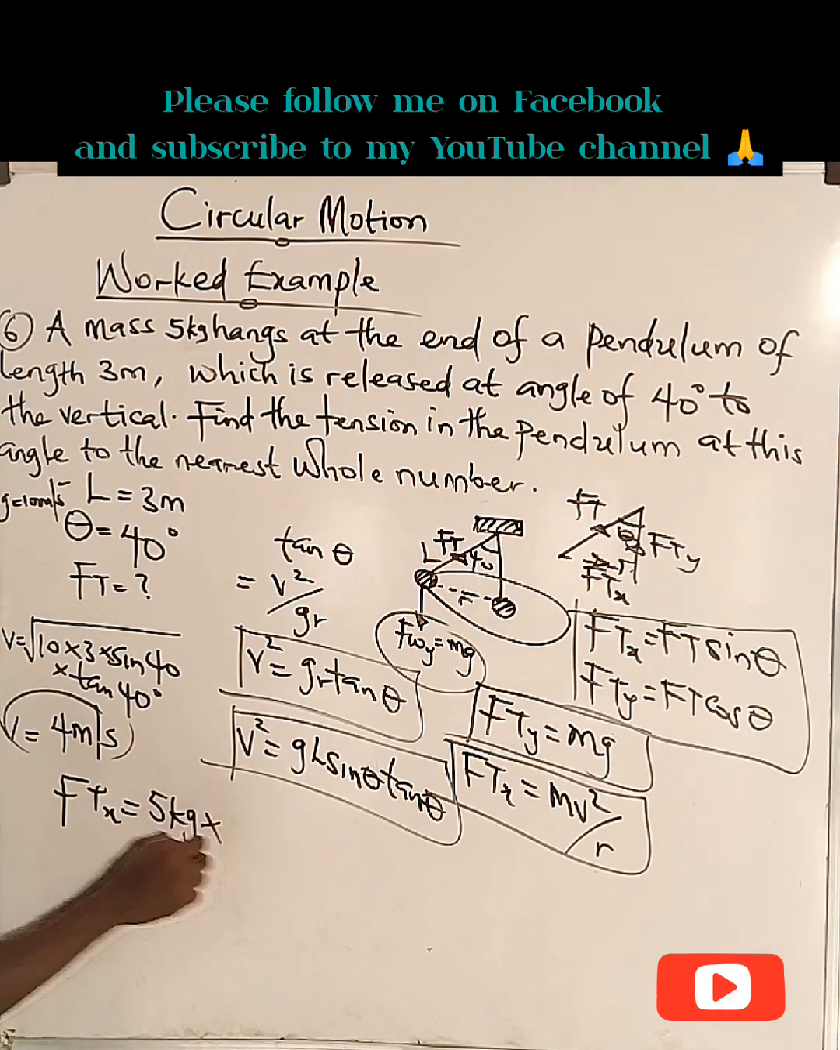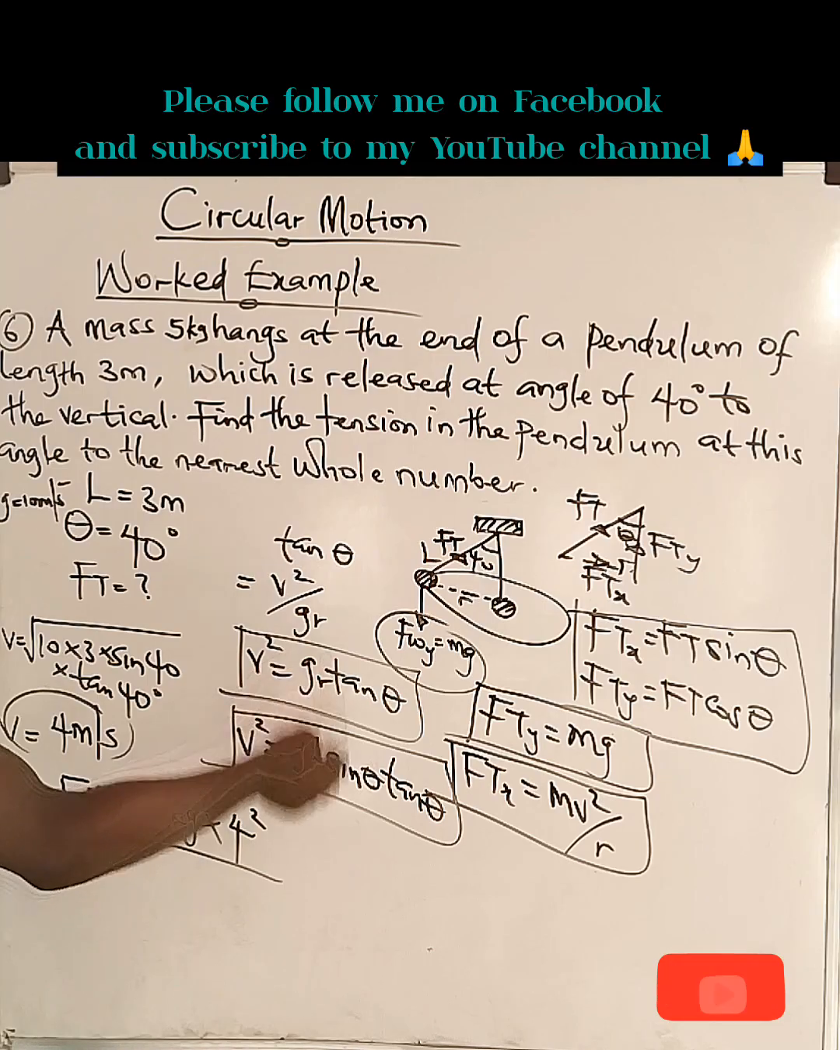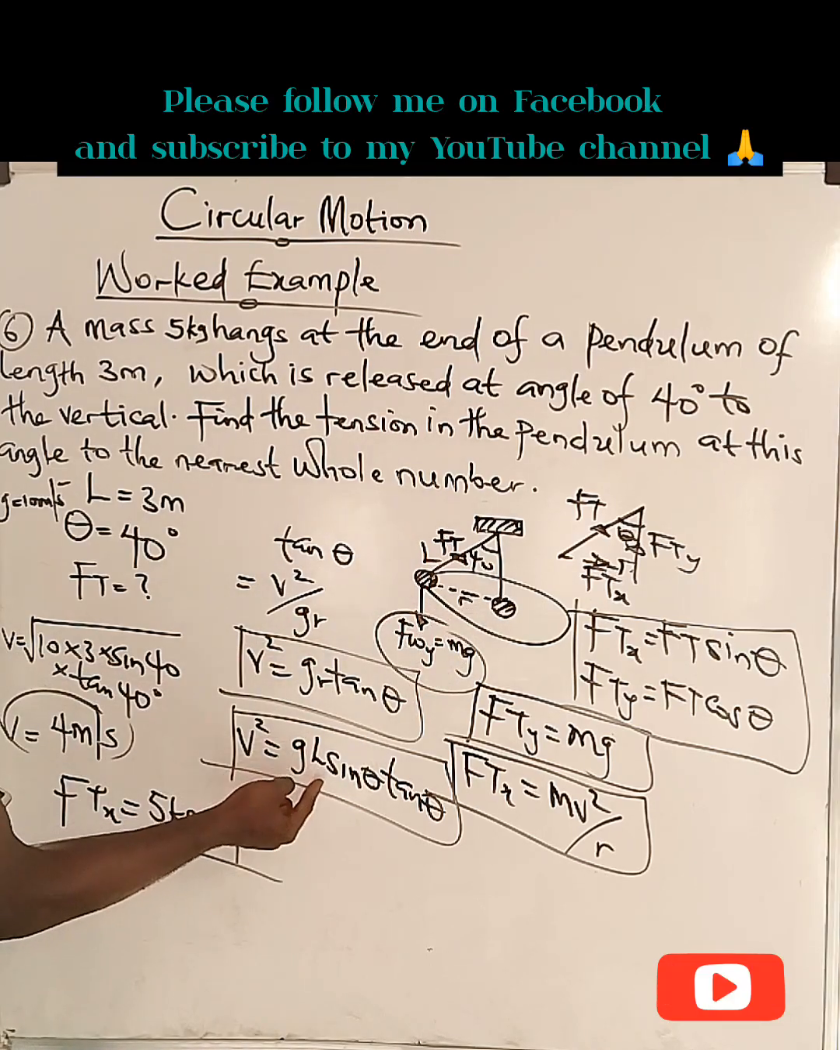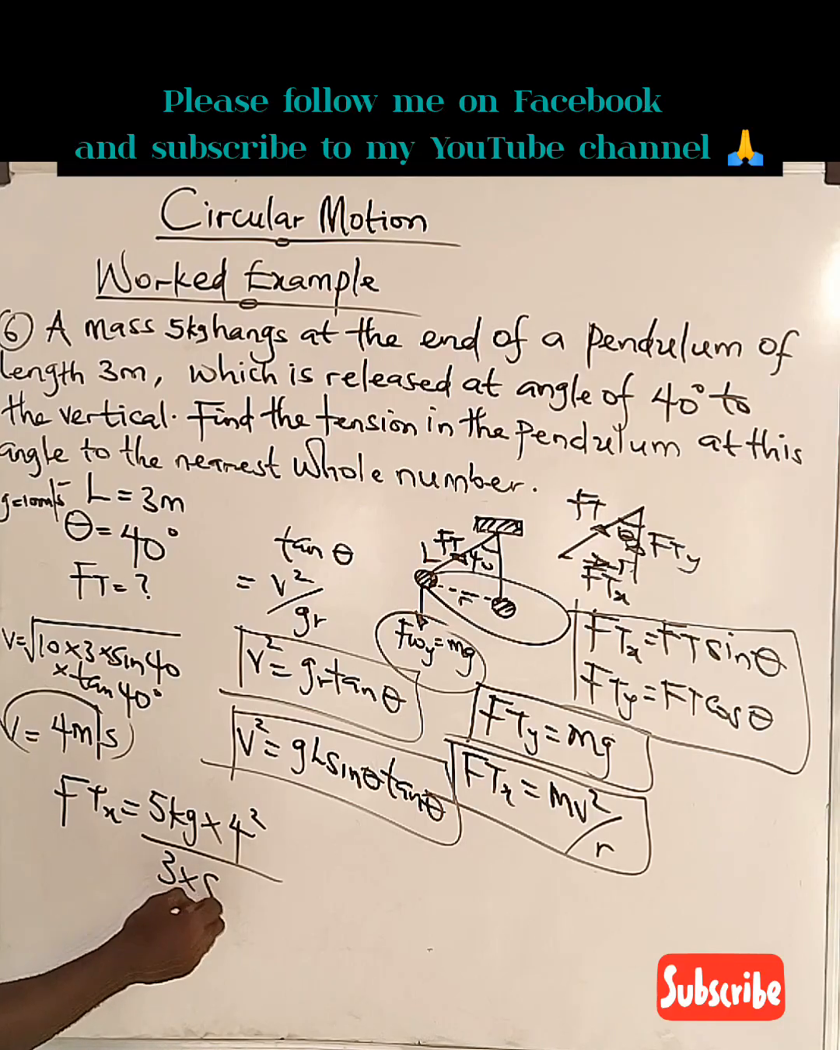The mass is in its right unit. Times velocity raised by 2, v raised by 2 over the radius. What's the radius? The radius was not given, but we can easily get the radius. The radius is length times sine theta. What's the length? 3 times sine 40 degrees.